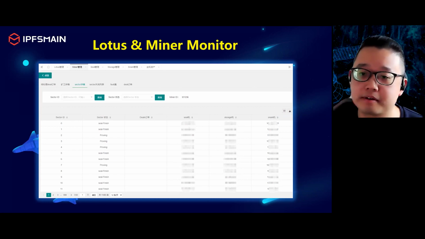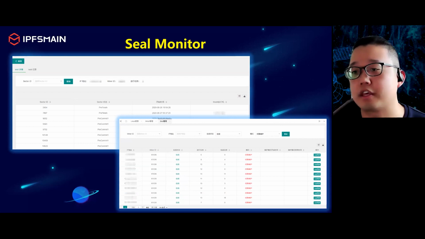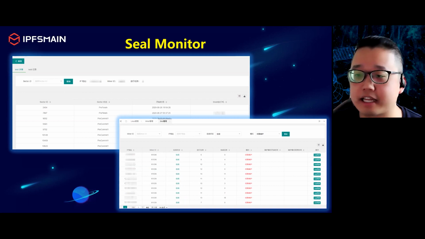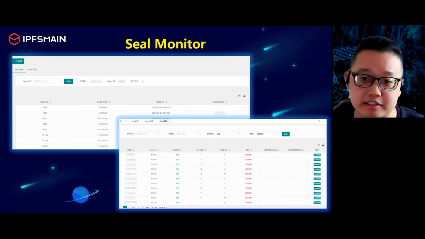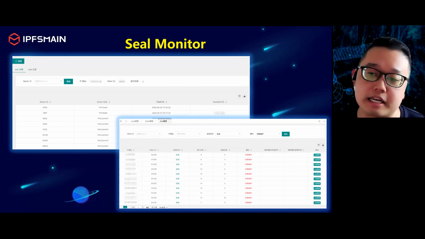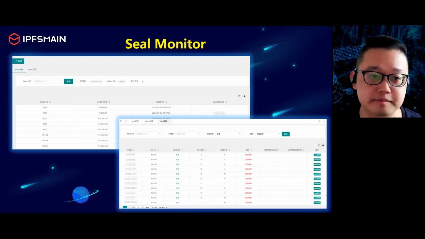The Miner Monitor helps us with order status, miner status, and order management, like practicing different pricing strategies and sector lifecycle tracking. The Seal Monitor focuses on the working status of Seal workers, like what the sector ID is and what stage that sector is currently in. It is able to identify various errors that occur during the sealing process and deal with faults automatically. It will stop receiving new tasks until the fault is repaired.